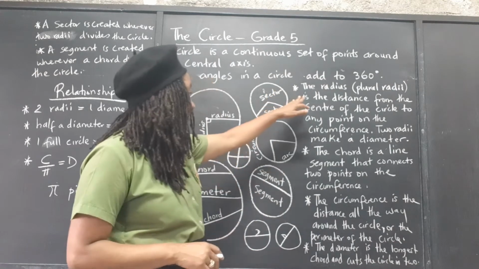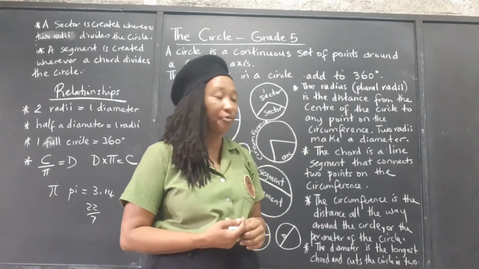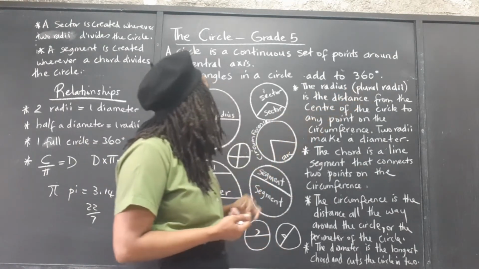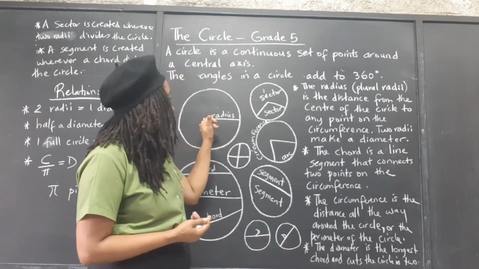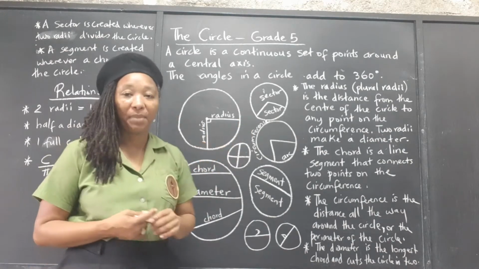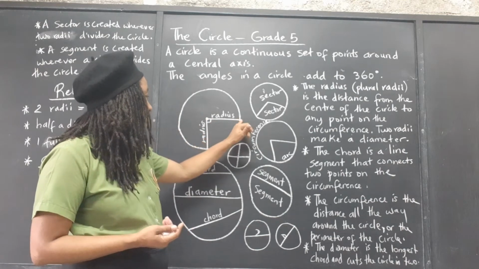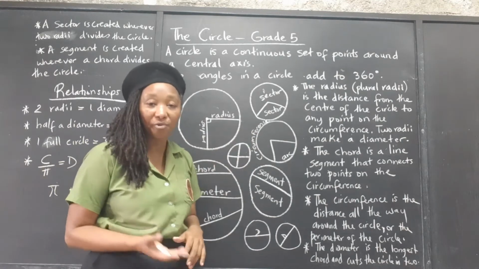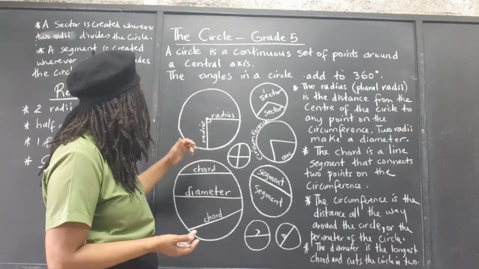Alright, so let's look at the different parts of the circle. The radius, and the plural is radii. We can also say radiuses, but preferably radii. So a radius is the distance from the center of the circle to any point on the circumference. And two radii make a diameter. So from the center to any point on the circumference, that's a radius. So it's not like we only have one radius in the circle. There are countless radii in the circle.